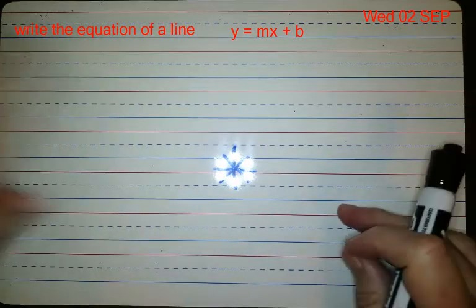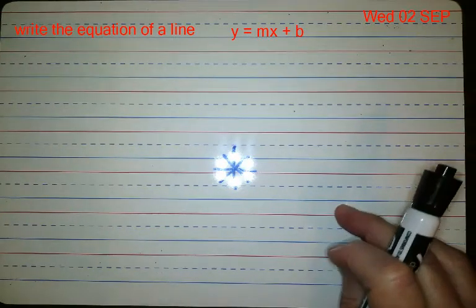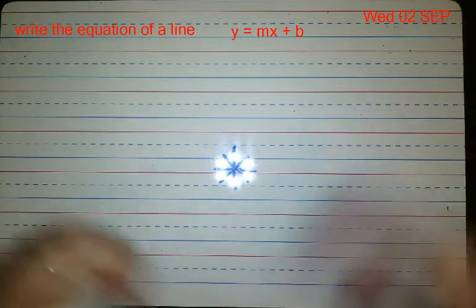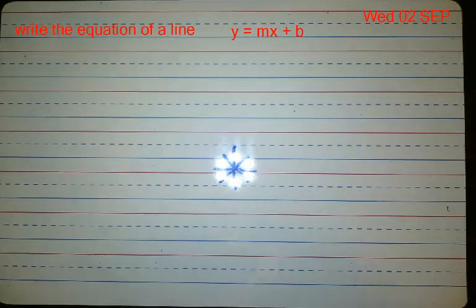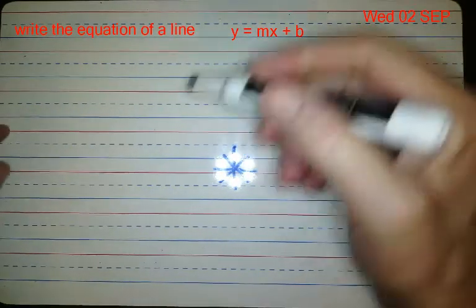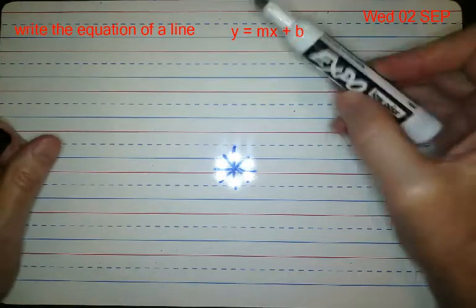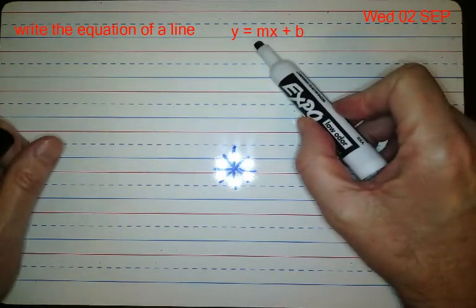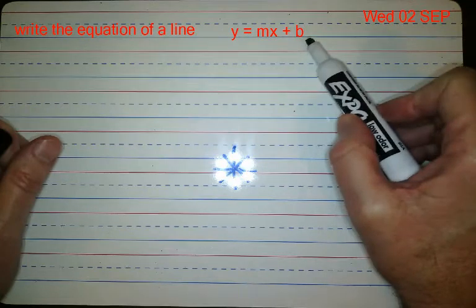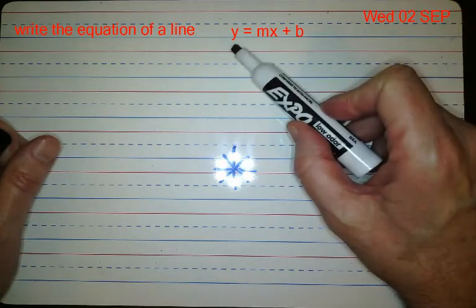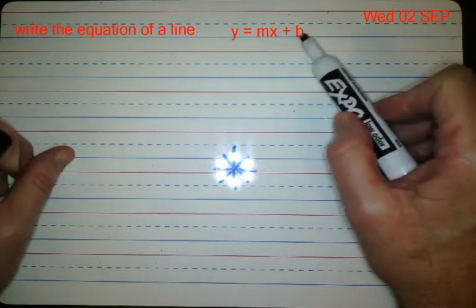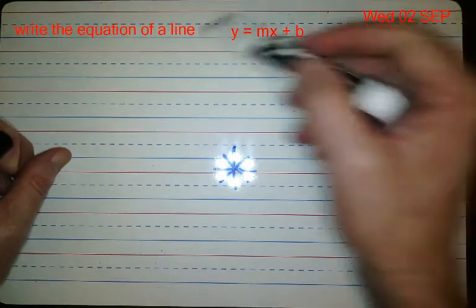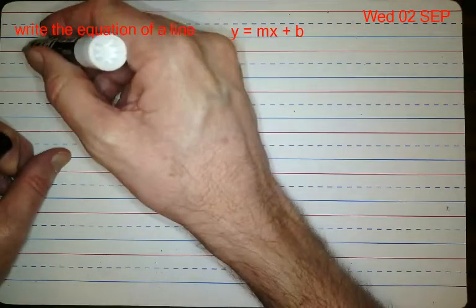Yay! Writing the equation of a line should be something you remember really well from Algebra 1. So let's get started. What you want is the slope times x plus the intercept, right? y equals mx plus b. So this is what we're looking for. But this is where we start.